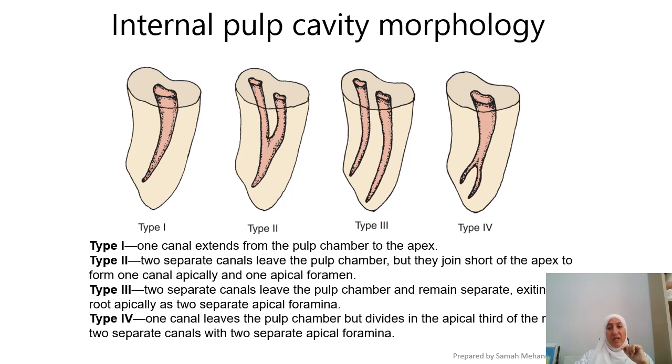Type 4: we have a very wide canal, as you see here, cervically the canal is wide, one canal, while at the apical third bifurcation of the root canal occurs, and this is categorized under type 4 root canal or pulp cavity morphology. You have to pay attention to all of these types during your endodontic treatment, as if you miss any canal, it will be a disaster and will cause failure of your endodontic treatment.